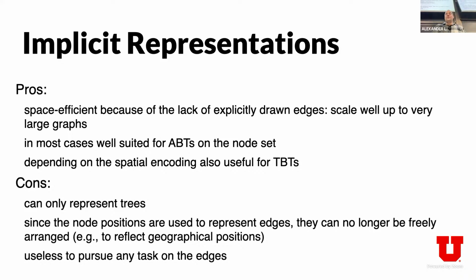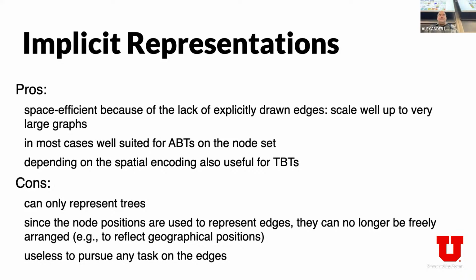Depending on the spatial encoding, they can also be useful for topology-based tasks. So if you have an Icicle or a sunburst plot, they are useful for topology-based tasks, not so much in the tree map itself. The con is, of course, you can't use them for general graphs. You can only use them for trees. And since the node positions are used to represent edges, you can't do anything with the edges, right? So if you have weighted edges, these techniques are not suitable at all. You can't show them. That also means you can no longer freely arrange the nodes. So you can't really do a good tree map or a sunburst and still encode geography, obviously, which you can do with other networks.